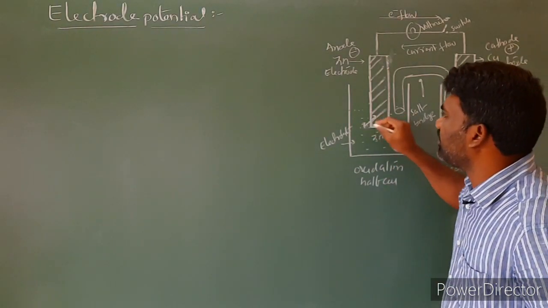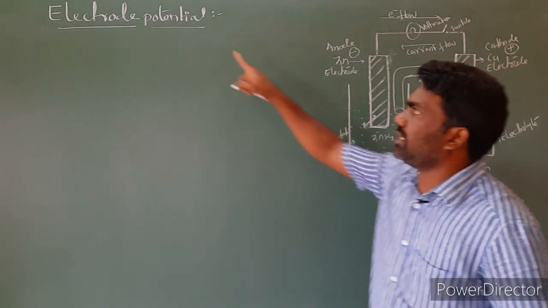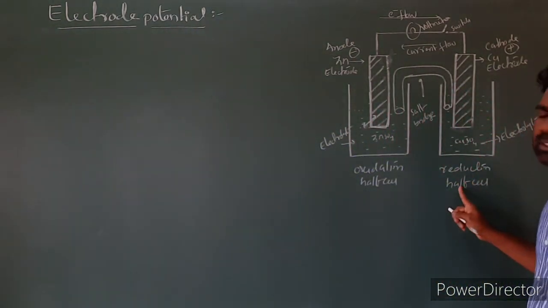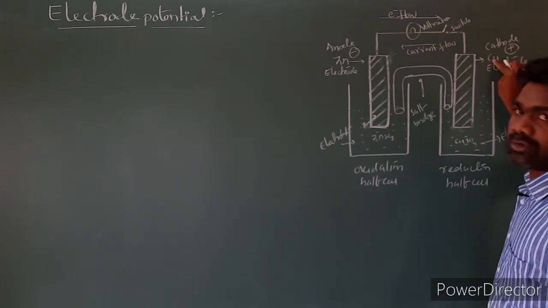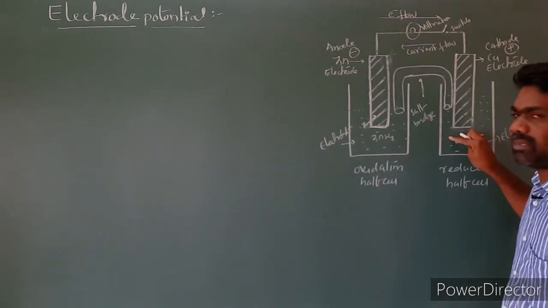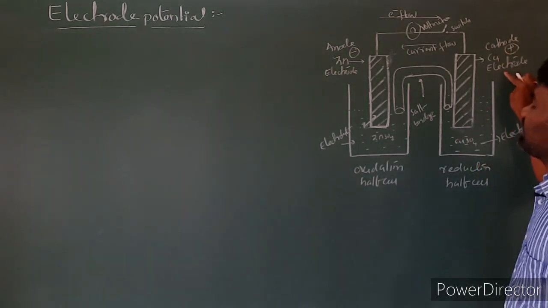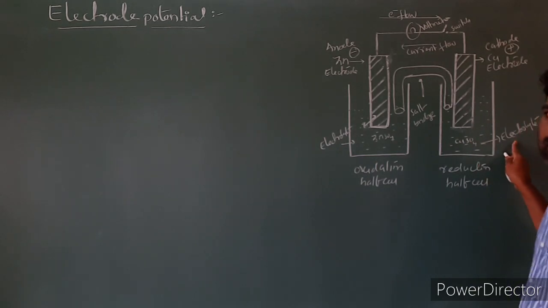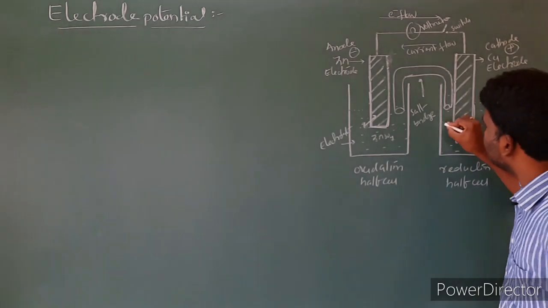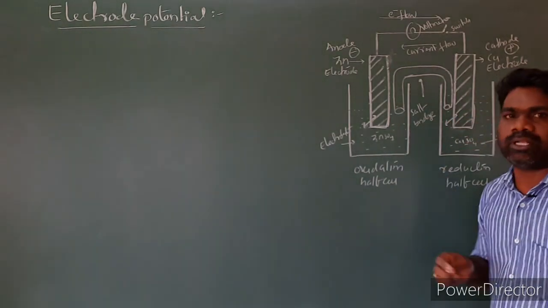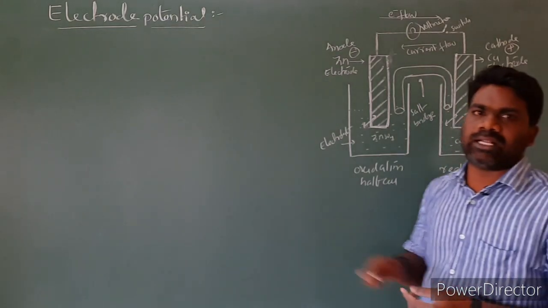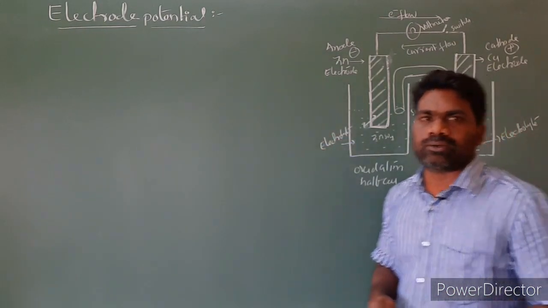The potential difference between electrode and electrolyte is called electrode potential. Even you can take the other half cell, the reduction half cell. In the reduction half cell, a copper rod is dipped in copper sulfate solution. This copper rod acts as the electrode, and copper sulfate is the electrolyte. Between this electrode and electrolyte, the potential difference is developed, and it is called electrode potential.